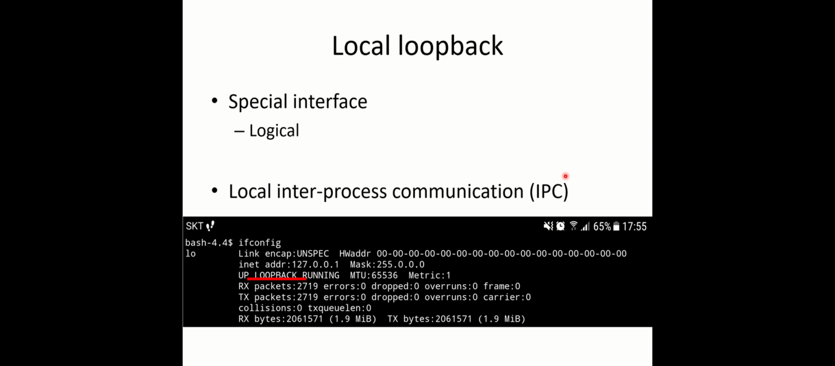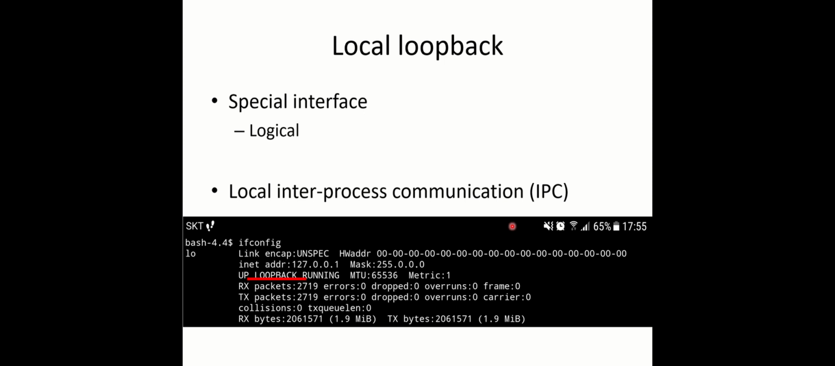In case the two processes reside on the same computer, however, the IP datagram from the sending process does not have to go out to the Internet and come back to the receiving process. Instead, the IP datagram can be bounced back by some interface in the kernel to the receiving process, right? That is why we have this special interface called the local loopback.